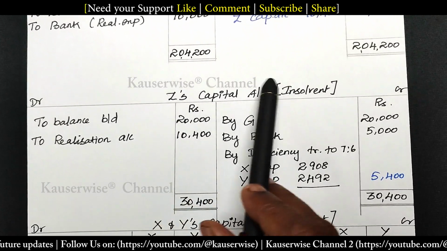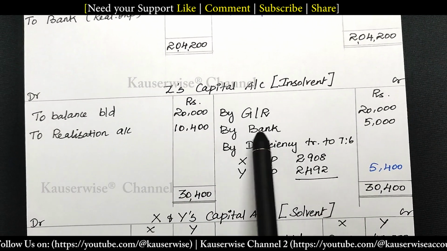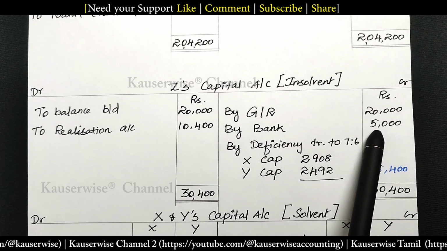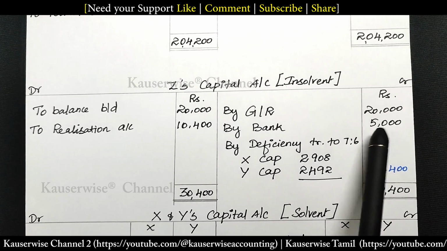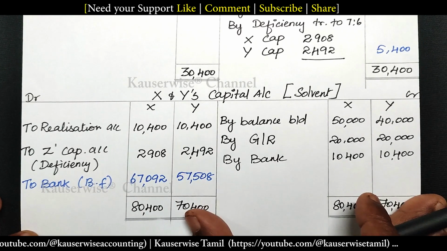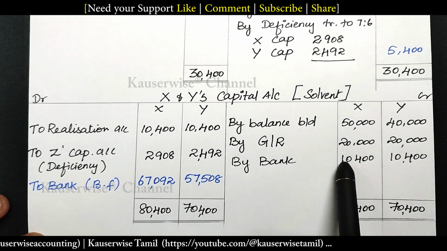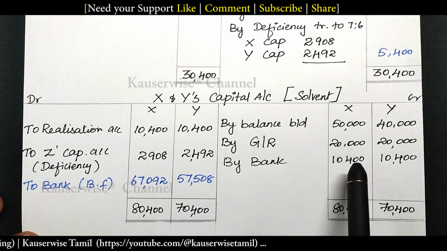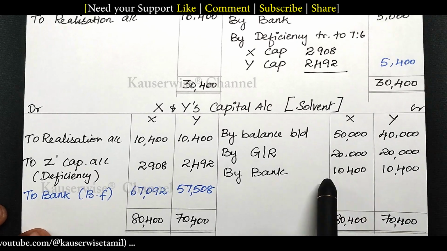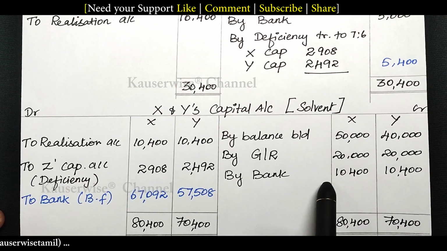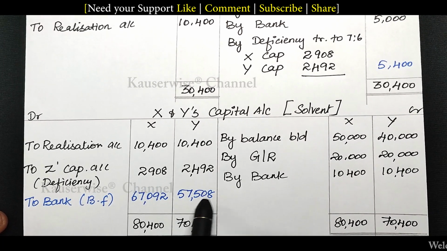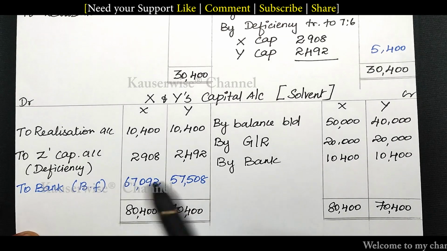Now see Z's capital account. Here we have 'by bank' 5,000. This is the amount contributed by the insolvent partner, given in the adjustment. So this will be entered on the debit side, that is, the receipt side of the bank account. Now see the solvent partners' capital accounts. Here we have assumed that the solvent partners brought an amount equal to the realization loss. How much? 10,400 each. This we have to enter on the debit side, the receipt side of the bank account. And this is the final payment made to X and Y, so we need to enter it on the payment side, that is, the credit side.